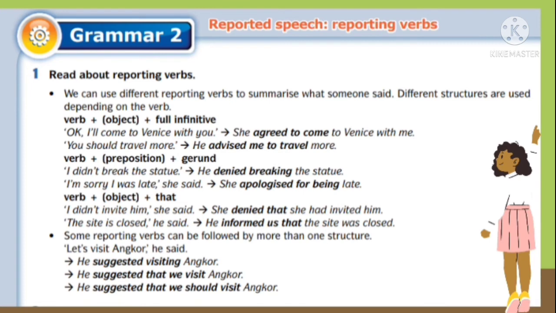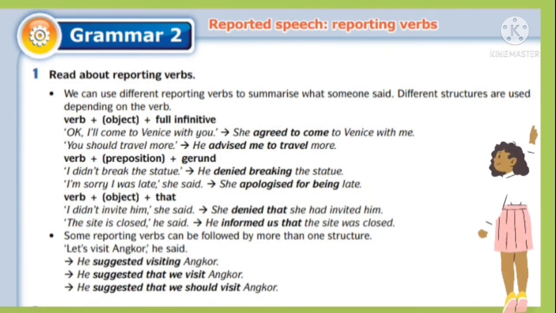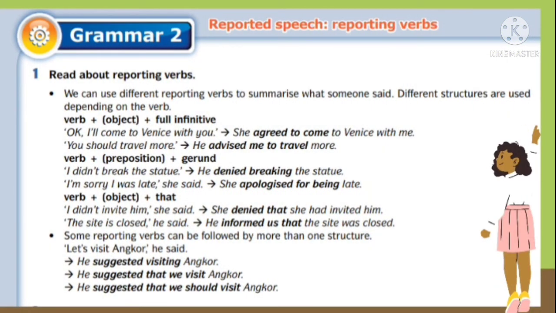Example, she agreed to come to Venice with me. Another one, he denied breaking the statue. Next one, she denied that she had invited him. So there are three types of structures that you can use. First one, use full infinitive. Next, you use gerund. And another one, you can add on the word that.